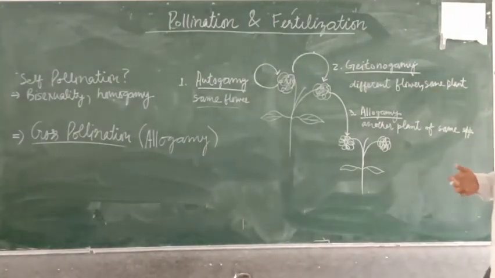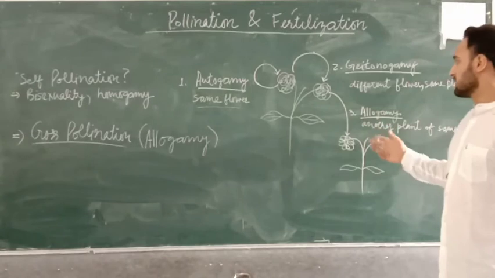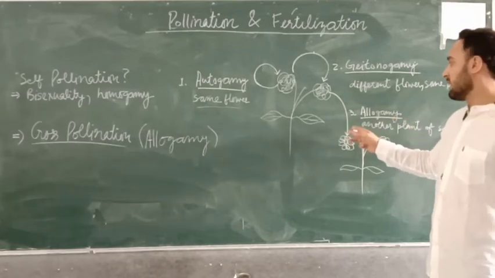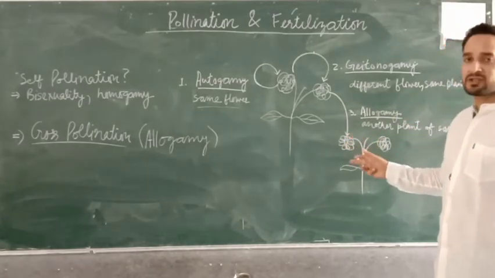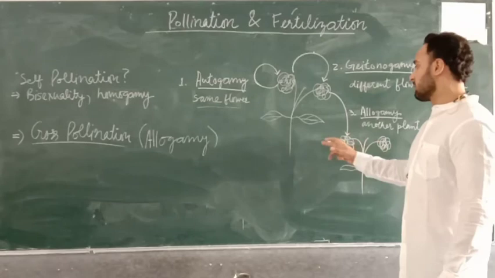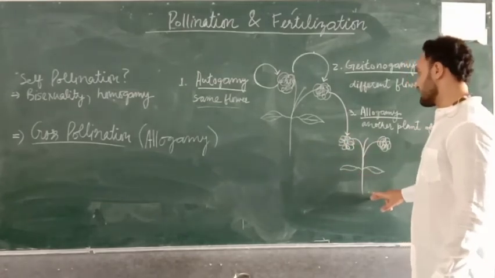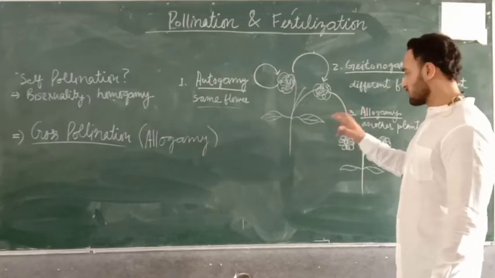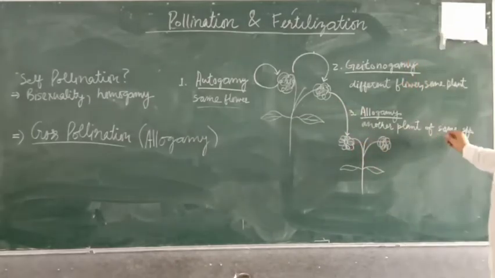And the third kind of pollination is allogamy. It is actually cross-pollination. You see here the arrow is indicating the direction of the transfer of pollen grains from one plant to another plant, right? So the transfer of pollen grains from one plant to another plant, but of the same species. Look, this is very important.